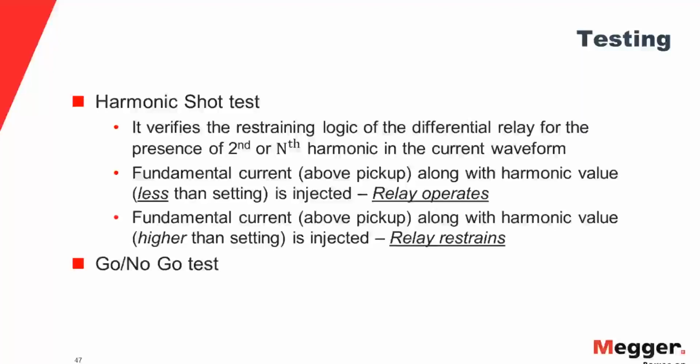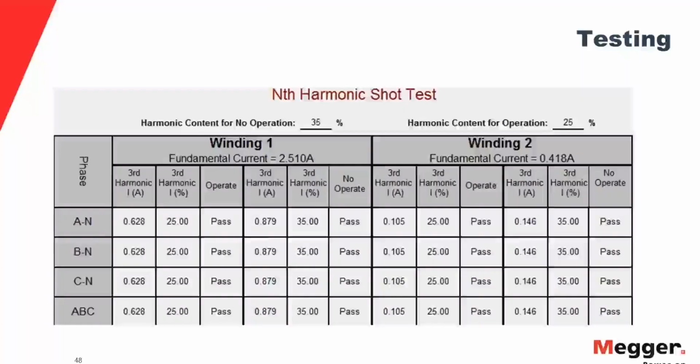After you make the relay operate, you will start ramping the harmonic content of the waveform. If the value goes beyond a threshold, then the relay should block operation. So the relay should not operate if there is a specific amount of harmonic current present in the waveform. So that's how you would do a harmonic block test.